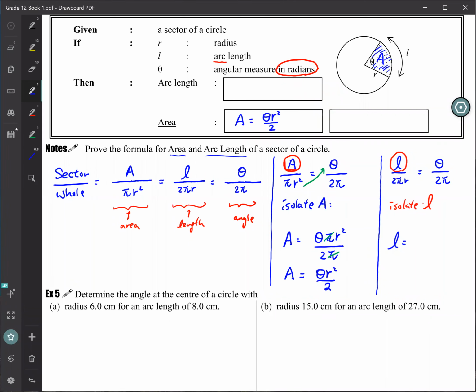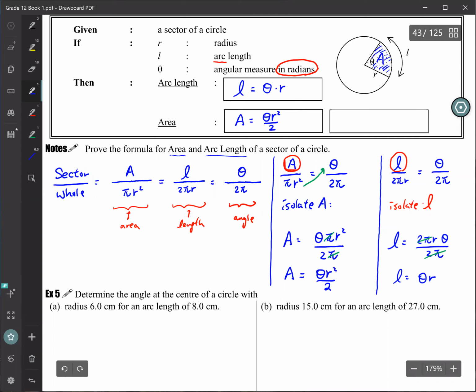Okay, Cindy, what do you have? Theta r. L equals theta r, yeah, okay. So if you cross multiply over, you get 2 pi r theta. And then this time we also canceled out the 2 pi, right? So we get theta r. So that will be our second formula, right? L, arc length, is theta times r. So you just need to know the angle and the radius. Multiply together, that will give you the arc length, okay?